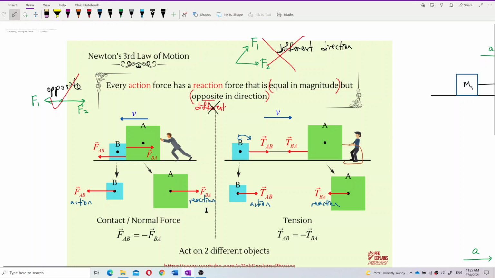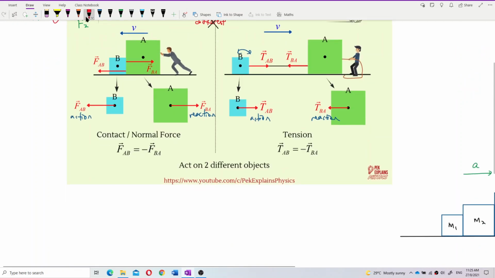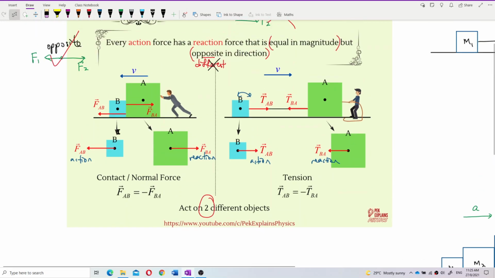I have two examples here. One is the contact normal force, and another one is the tension. Let us look at them one by one, and they must act on two different objects, not on the same object. You see, the action force acts on block B, and the reaction force acts on block A. Like this one also, the action force acts on block B, and the reaction force acts on block A. So they act on two different objects.